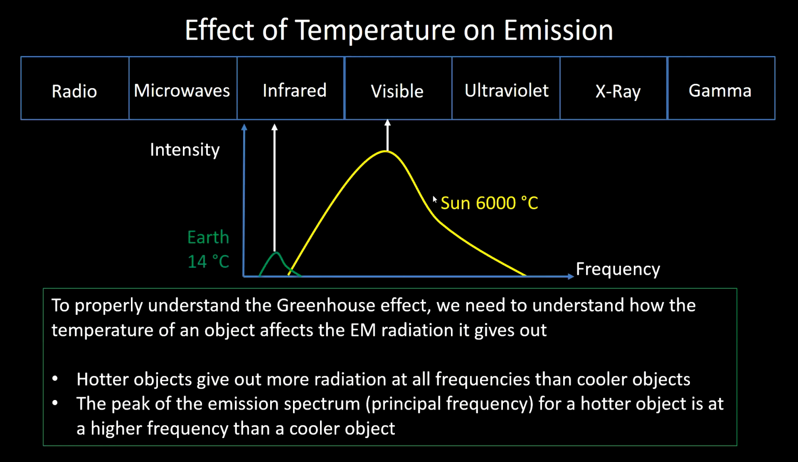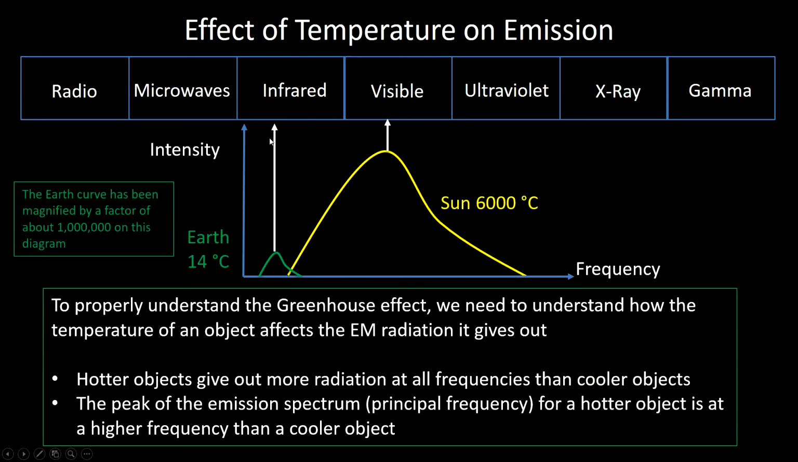If we look at the Earth, which has an average temperature of 14 degrees, it emits a lot less, and the peak of its emission, because it's a lower temperature, is at lower frequency in the infrared part of the spectrum. And in fact, we've had to magnify the curve for the Earth by about a factor of 1,000,000 on the intensity axis to even be able to see it on this scale on the diagram. Because obviously, as we've said originally, it should everywhere be underneath the curve for the Sun because it's cooler.